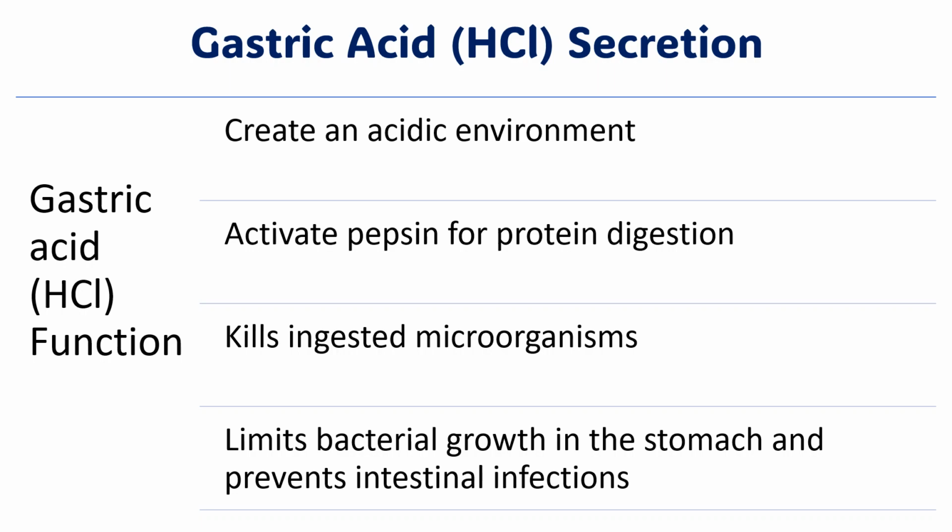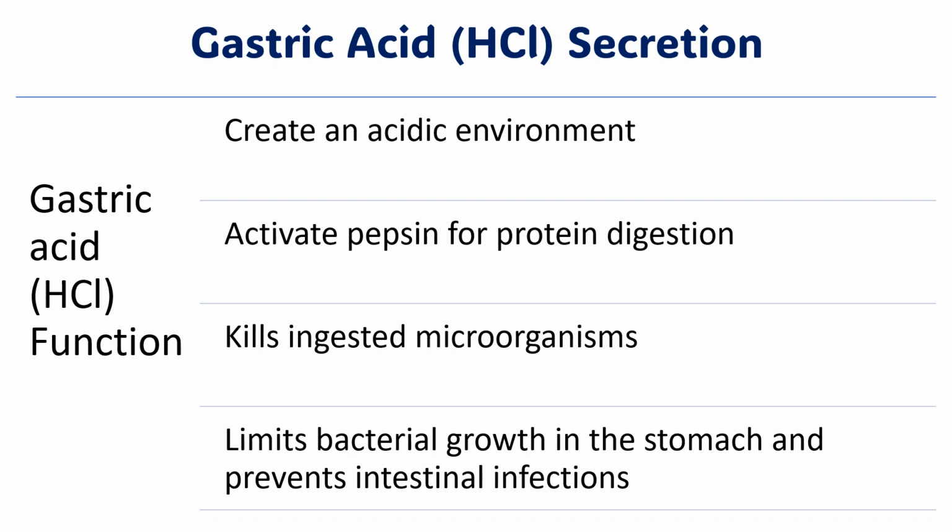The main function of this HCl is to create an acidic environment. What is the use of this acidic environment? This is the first key player in the digestion of our food. Main digestion starts from the stomach, and there this HCl plays a very significant role. It also activates pepsinogen into pepsin for protein digestion.